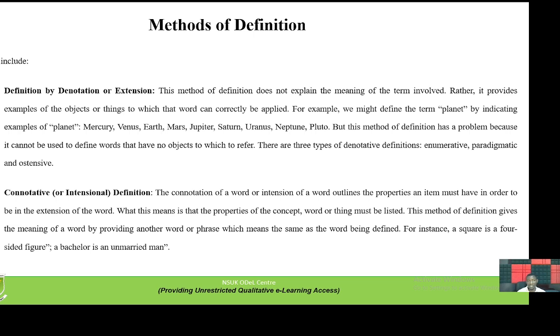And what are the examples of planets? Mercury, Venus, Earth, Mars, Jupiter, Saturn, Uranus, Neptune, as the case may be. So that method of definition is considered as definition by denotation or extension. There are three types of denotative definitions. One, enumerative, two, paradigmatic, and then three, ostensive. Three types of denotative definition: enumerative, paradigmatic, and ostensive definition.